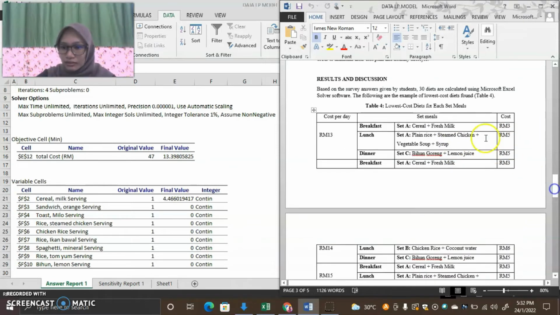Although this set of meals is not the students' preference, since all of them have different tastes, this is the only set meal that satisfied our objective.